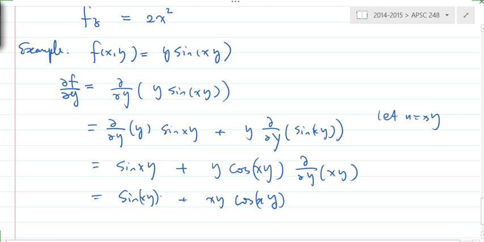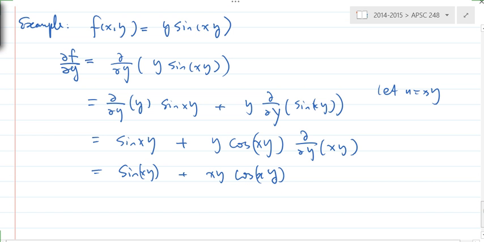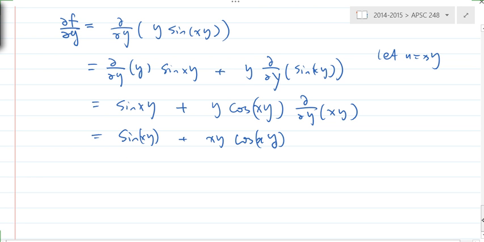Was that good? So you just have to keep a very clear mind of what you're taking the derivative with respect to, otherwise things could get mixed up. Okay, any questions? Okay.